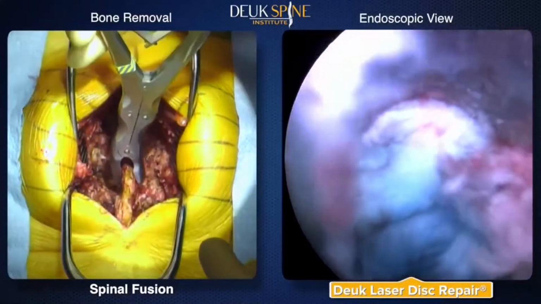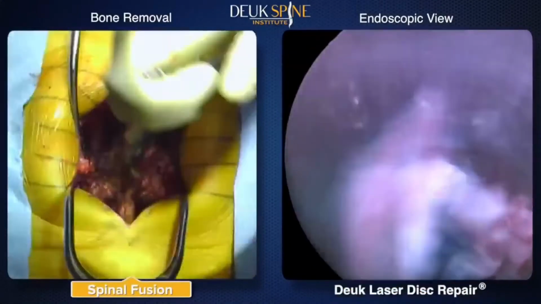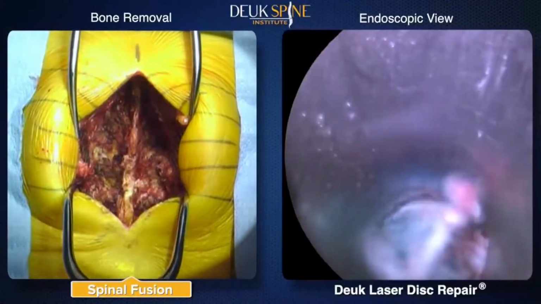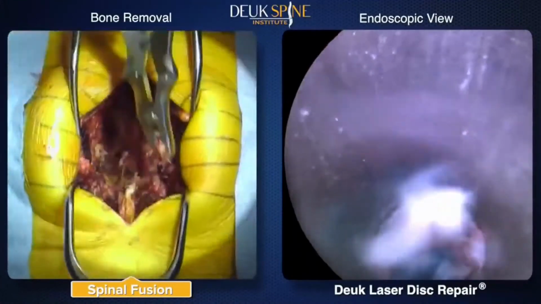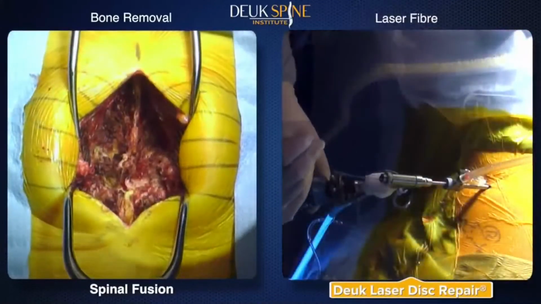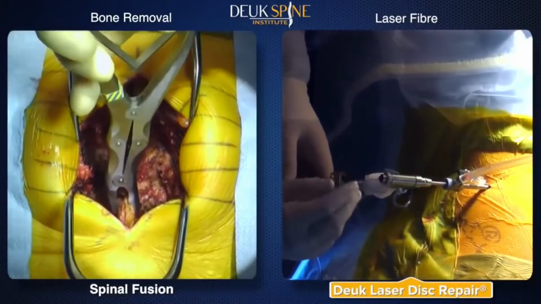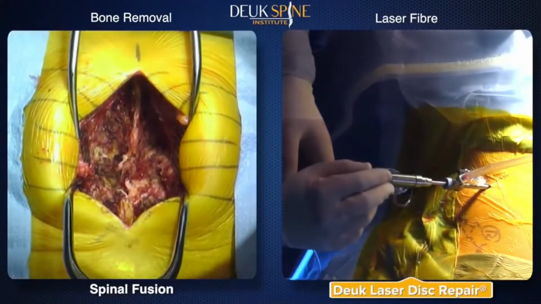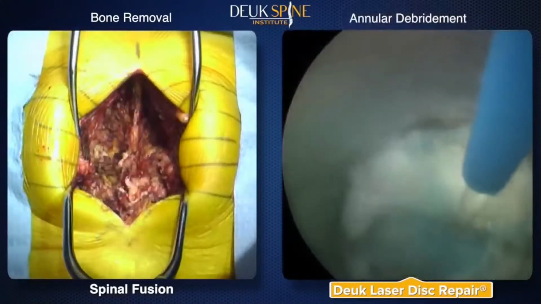To accommodate the fusion hardware, a large bone grabber is used to perform a laminectomy by removing bone from the spine. The fiber optic laser used in the Deuk laser disc repair is manipulated with great accuracy to remove only painful inflammatory tissue from the disc.